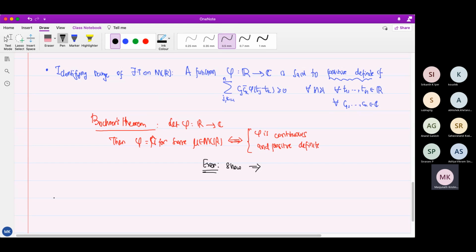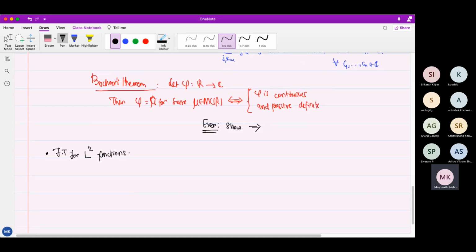What else? So L2. What about L2 functions? We have defined the Fourier transform of L1 functions. How do you define the Fourier transform of L2 functions? Here, the real line is more similar to the integers than to the circle, because L1 doesn't contain L2, right? So how to define the Fourier transform on L2 functions?